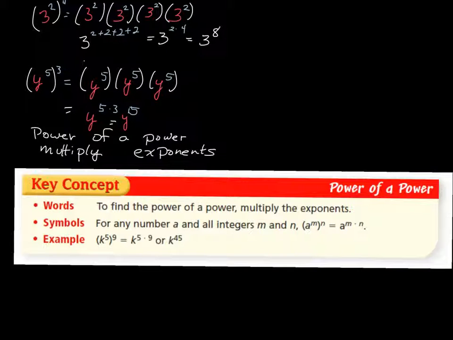For any number a and all integers m and n, a to the m to the n is the same as a to the m times n. Or, for example, k to the 5th to the 9th power is the same as k to the 5 times 9, or k to the 45th.